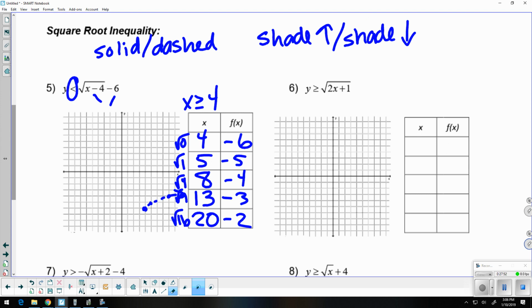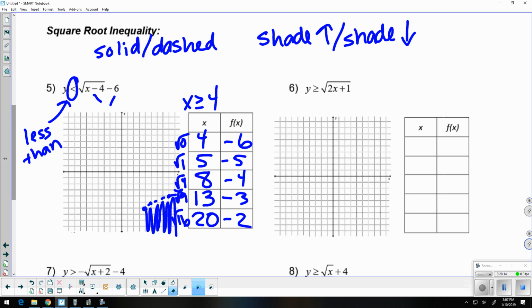Now as far as your shading goes, when you read that symbol, it says y is less than. Less means you want to shade under. So I want to shade everything underneath, just underneath my graph though. So don't get too crazy with your shading. I just want to shade where my graph is at, just right underneath it. Okay, in that bottom right-hand corner, that is it. That's all you got to do.